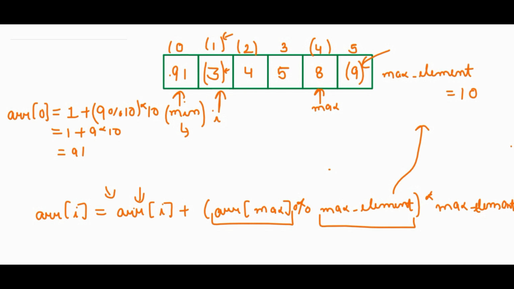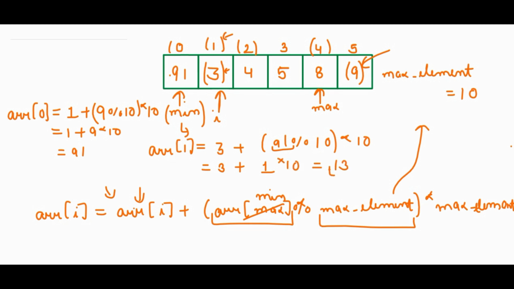So the same formula we will use, only we will have min here instead of max, right? So array of 1 will become, array of 1 is 3 plus array of min. Our min is pointing to 91. So it will become 91 modulus max element, which is 10, into 10. Okay. So this will become 3 plus 1, as the modulus of 91 with 10 is 1, into 10. This will be equal to 13. Right. So our second element will become 13. Let's erase this as well.